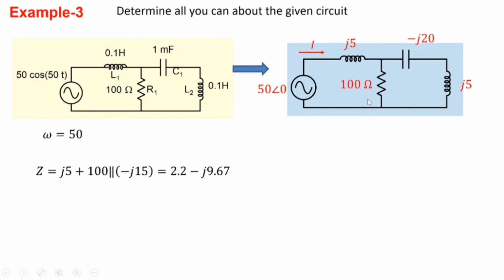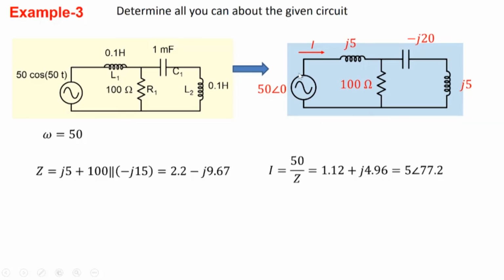Z equals the two of them, minus J20 plus J5, gives us minus J15. That's in parallel with 100 and in series with J5. There's a bit of algebra here, and if my calculations are correct, it should come out to be 2.2 minus J9.67. So that's the value of Z. The current flowing would be the phasor voltage 50 angle 0 divided by Z. If we do that correctly, it comes out to 1.12 plus J4.96, which can be represented in phasor form as 5 angle 77.2.